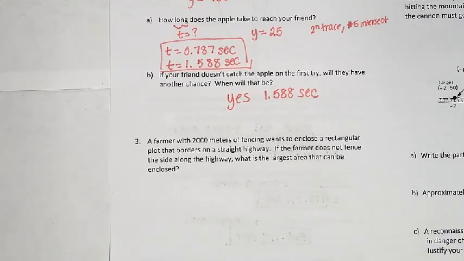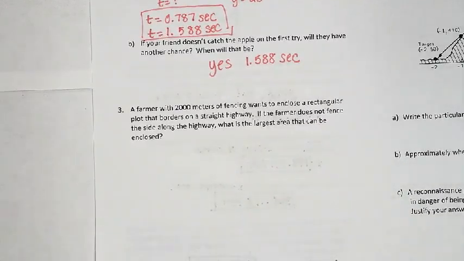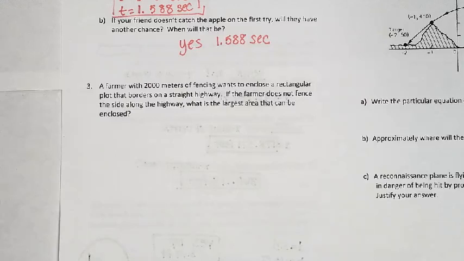All right, next, 3. Definitely pay attention to this one, guys. A farmer with 2,000 meters of fencing wants to enclose a rectangular plot that borders on a straight highway. If the farmer does not fence the side along the highway, what is the largest area that can be enclosed?